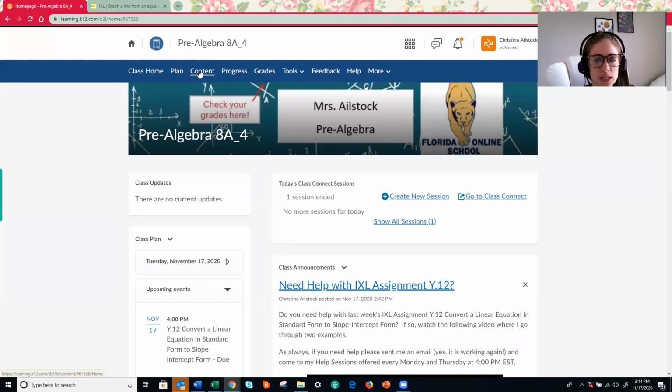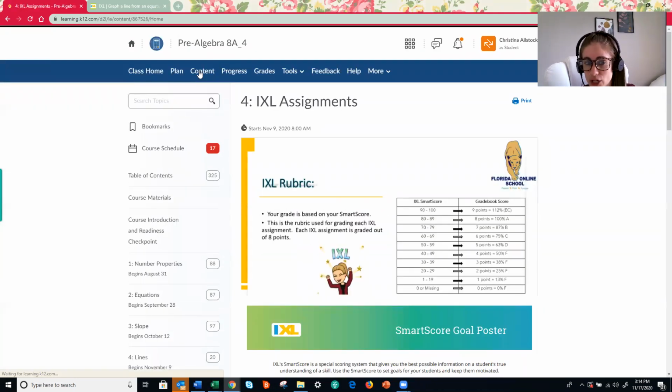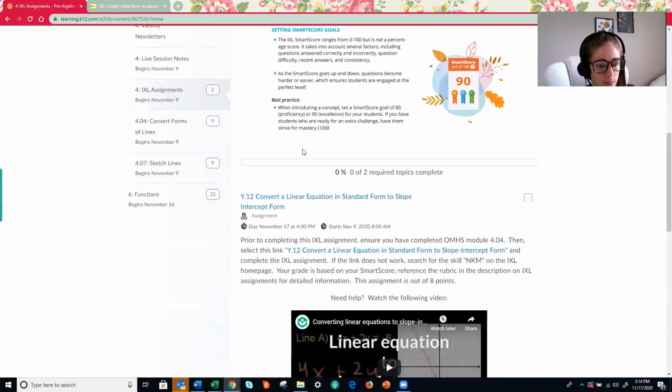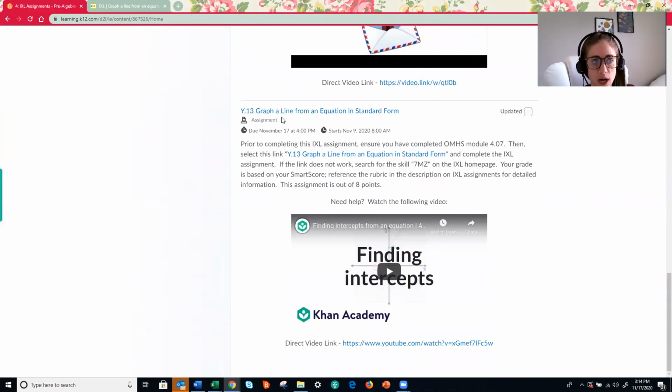So once again, let's go into content and find IXL assignment Y13, because I always try to put lots of help information within the assignment name. This is from last week, so we are in Unit 4. Scroll on down and find assignment Y13, graph a line from an equation in standard form. I have the OMHS lesson that matches it.